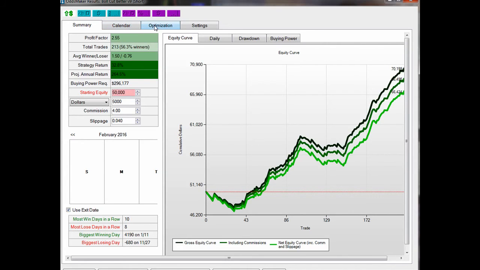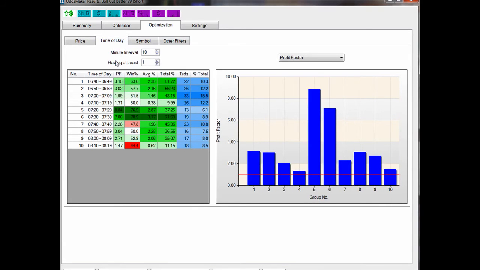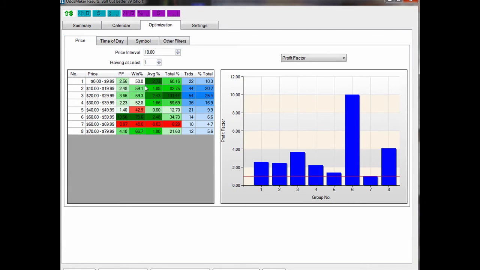There are many ways to optimize and look throughout the day to see if there are any times of day. Well, we could cut off this 8:10 to 8:20 because we're starting to get some red here, so we can optimize by taking off the time of day in which we stop selecting trades. We can also check the price to see if a certain price level is performing better than another price level.